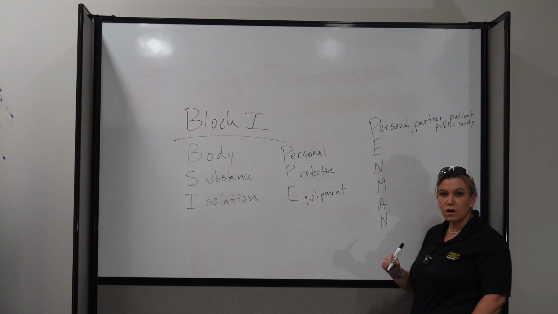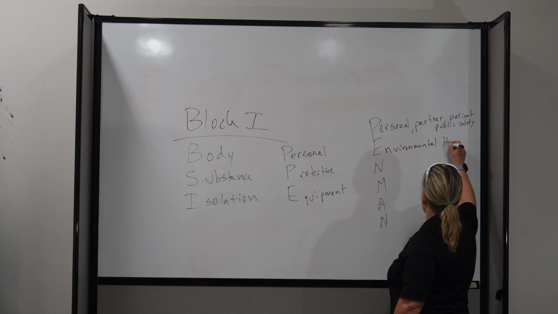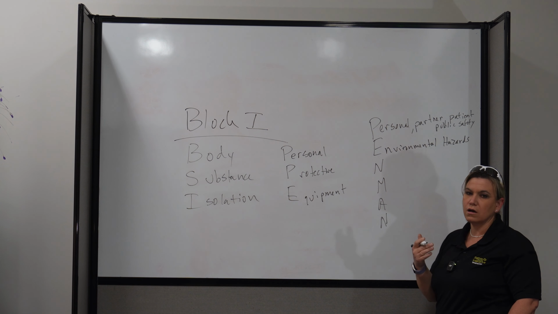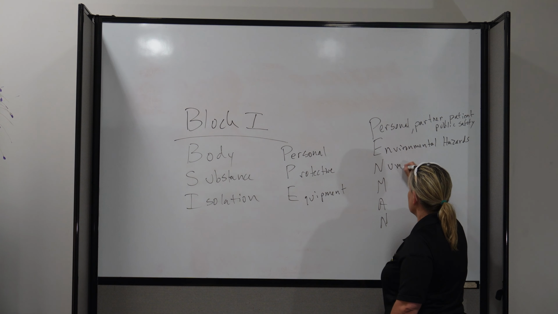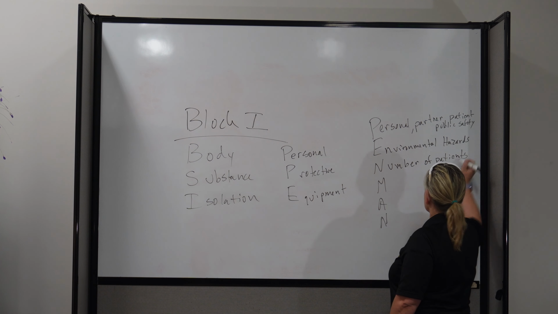Then E, we're going to talk about environmental hazards. So when we talk about environmental hazards, we are talking about any type of animals, power lines down. We're talking about any weather environmental hazards, so glass from traffic collisions, that's what we're talking about. Then we're talking about number of patients, that's your N. And as we know, we can have more than one patient.